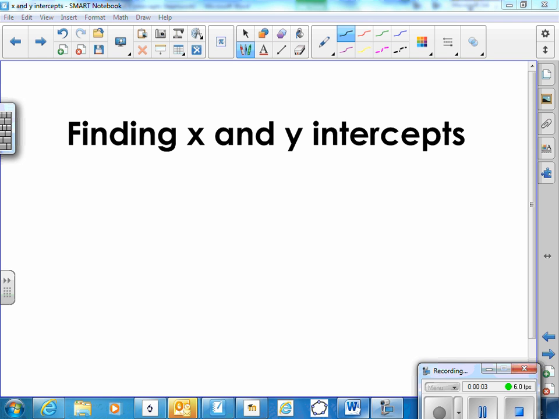This video clip is to show you how to find X and Y intercepts. You can probably already get Y-intercepts, so probably the only part that will be new is X-intercepts.